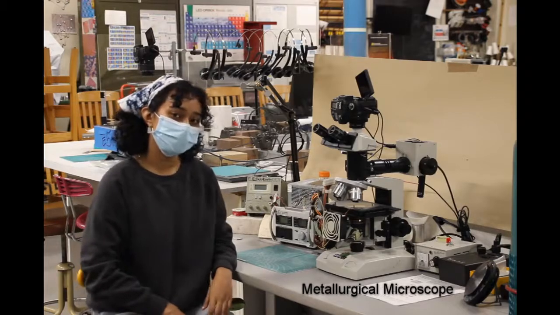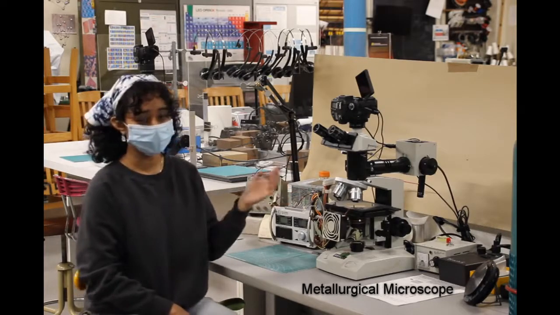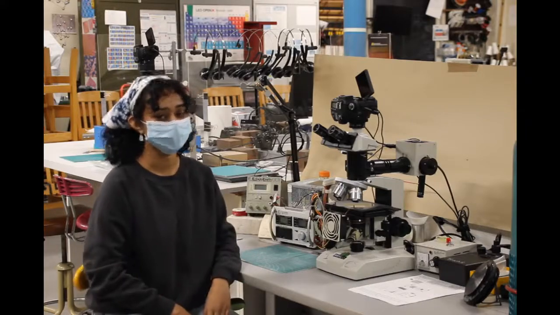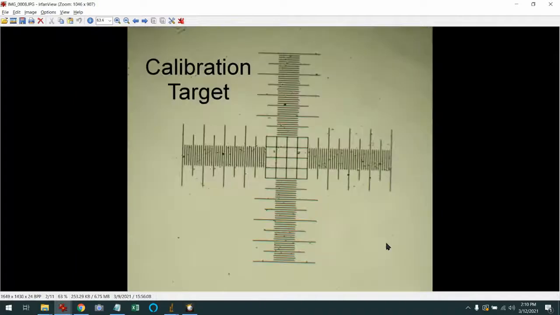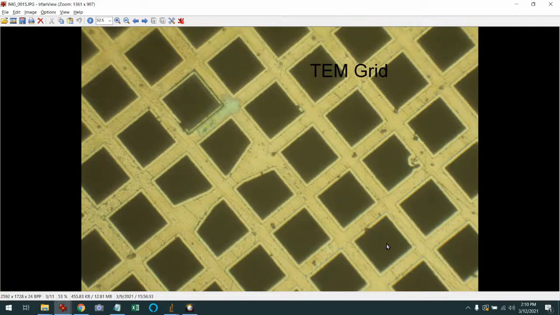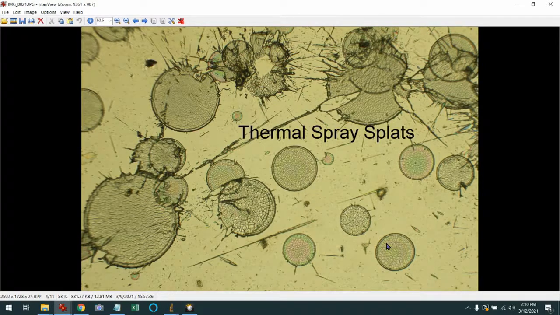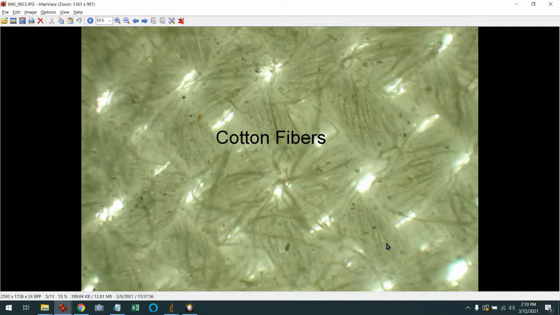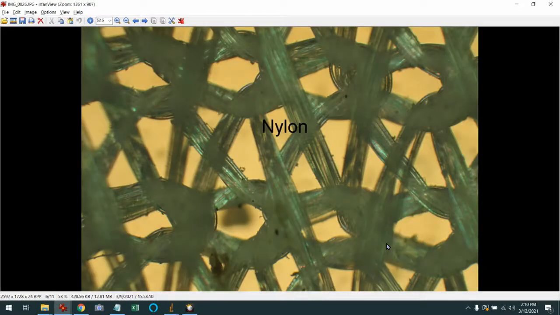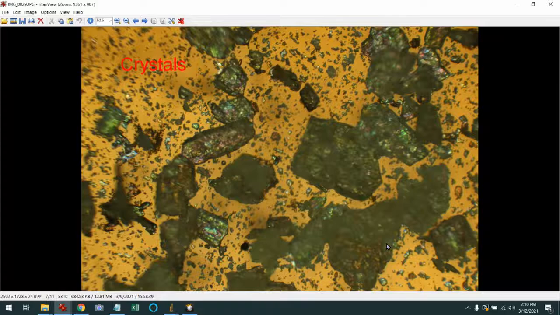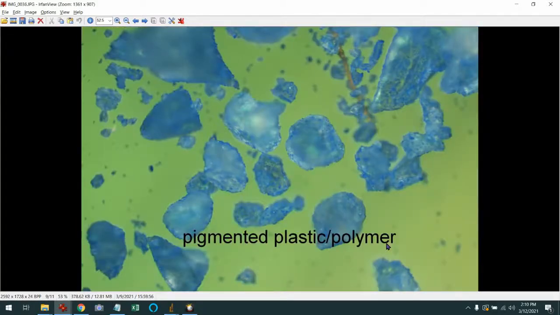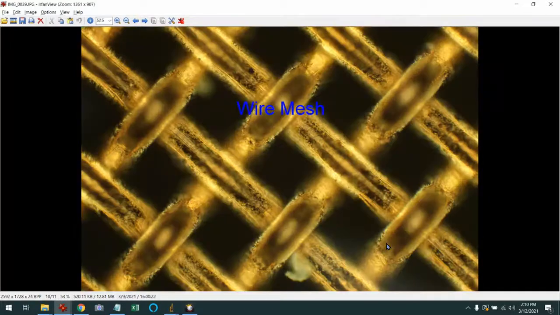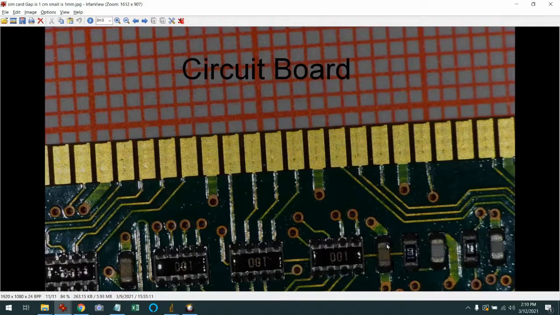In the next experiment, we used a metallurgical microscope to measure the size and shape of small materials. Here we have a memory chip, calibration target, a TEM grid, thermal plate plots, cotton fibers, nylon, crystals, copper metal powder, pigmented plastic, wire mesh, and circuit board.